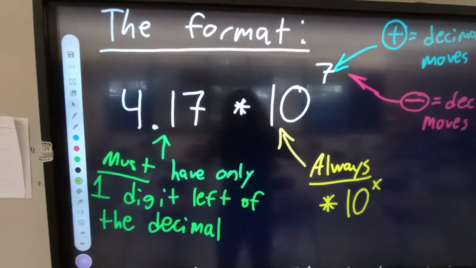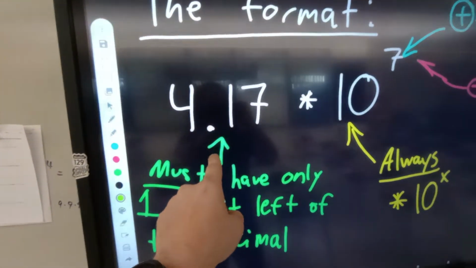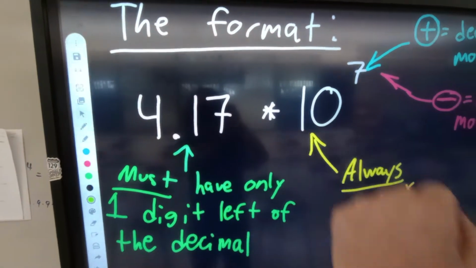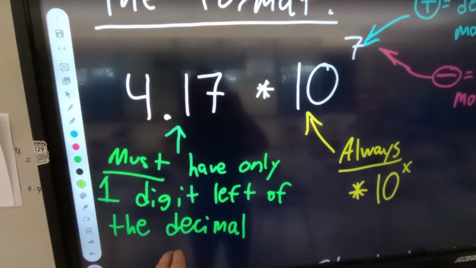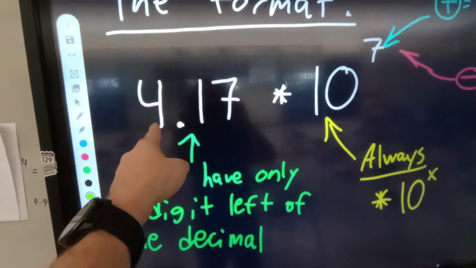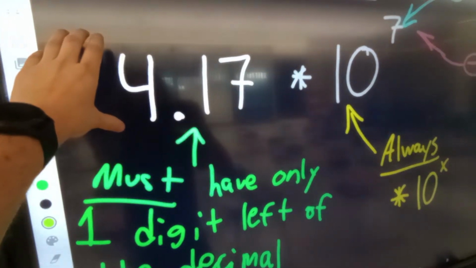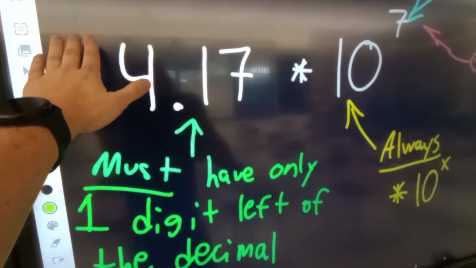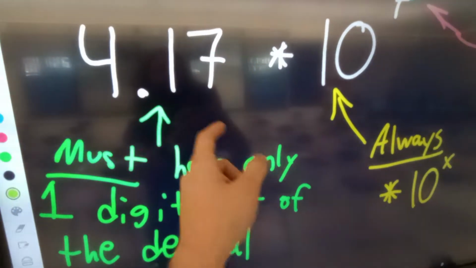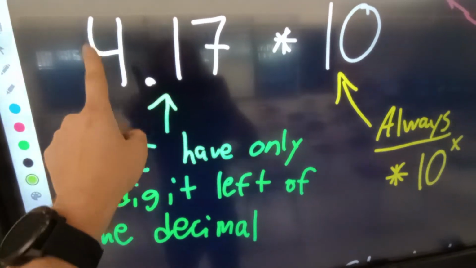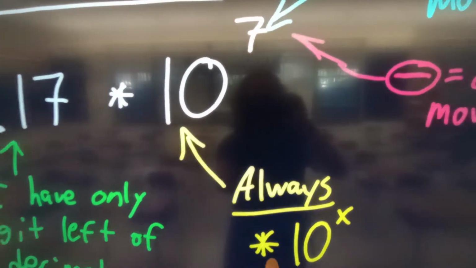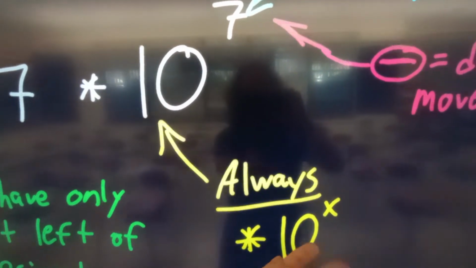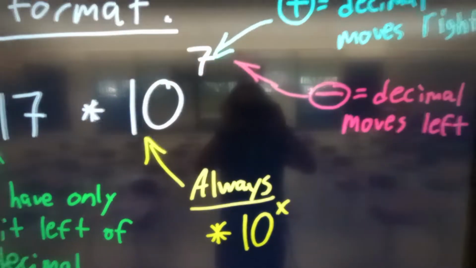Now, a couple notes about this. Our number that is being multiplied by 10 to the whatever power must have only one digit to the left of the decimal. There should be only one digit in the ones place. The tens place should be vacant. You can have however many decimal numbers you want off to the right, but there can only be one off to the left. It will always be times 10 to the something power. I used x here just as a placeholder.